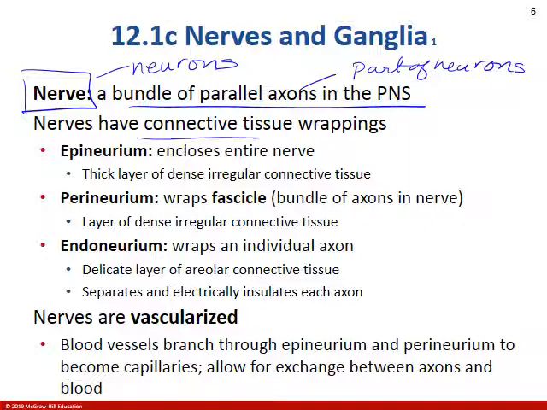And how do we wrap them? We wrap them with connective tissue. And this should look really familiar. Instead of epimysium, perimysium, endomysium, we have epineurium, perineurium, endoneurium, and each one is wrapped in connective tissue. Also remember that nerves are vascularized. Neurons are cells, so those cells have to receive nutrients. So we're going to see blood vessels innervating nerves.